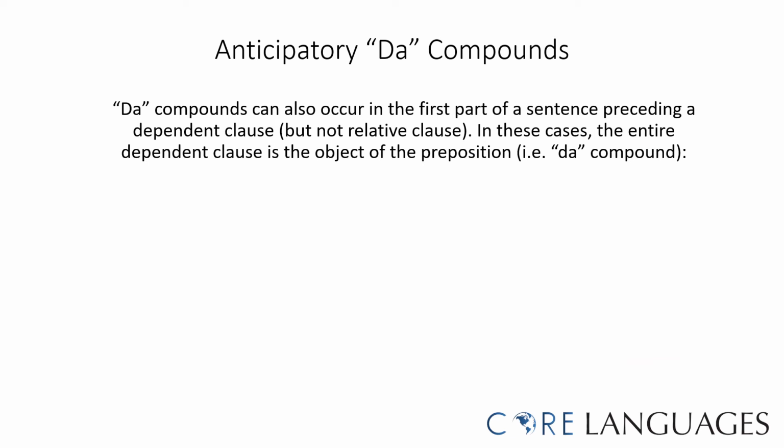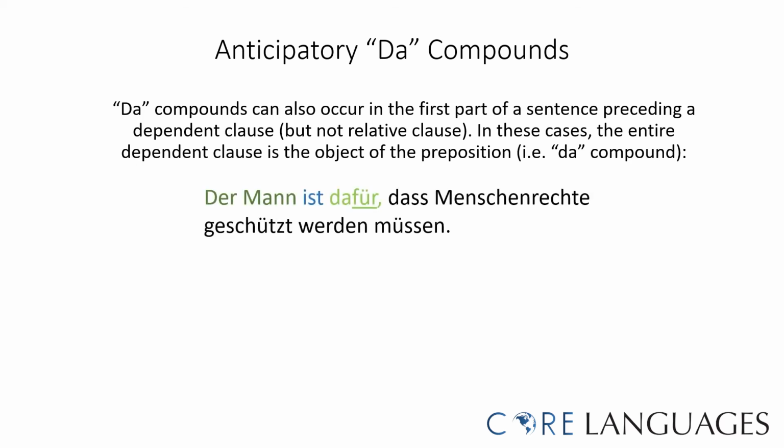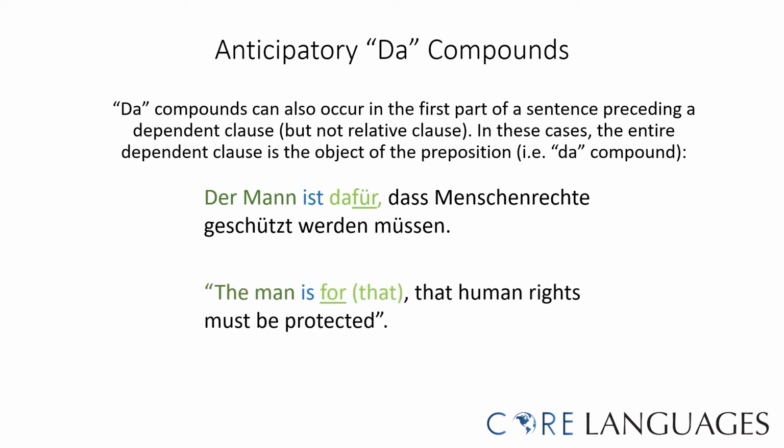Da compounds can also occur in the first part of a sentence preceding a dependent clause but not a relative clause. In these cases, the da compound is anticipatory, and the entire dependent clause is the object of the preposition that is used in the da compound. For example, "Der Mann ist dafür, dass Menschenrechte geschützt werden müssen." Here, the da compound "dafür" precedes the dependent clause. If I were to translate the sentence word for word, it would go, the man is for that human rights must be protected.